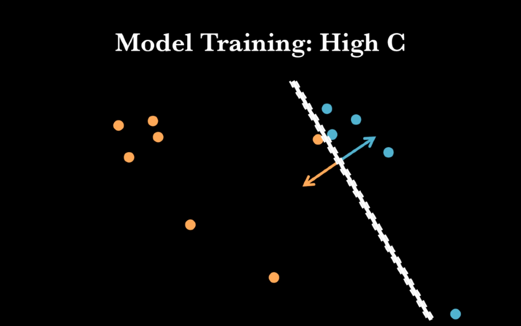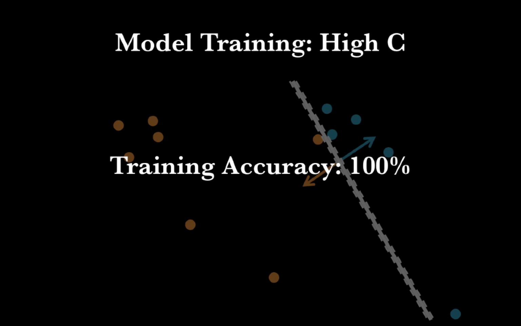Let's go back to the example where we're using a high C to train our support vector machine. In this case, we put the decision boundary between an orange point and its immediate neighbor, the blue point, and this perfectly classified all of our examples. The way we would talk about this is we would say, this gave us a training accuracy of 100%. Essentially, everything we used to train the model, we predicted correctly.